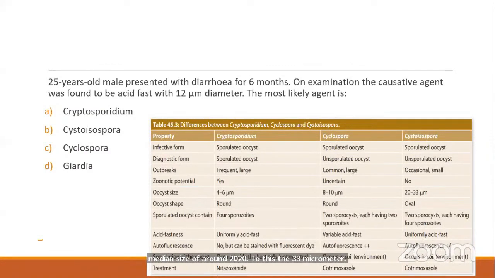Oh, actually, I got it wrong. Oh, thank you, Noel, for showing me. I made a mistake. It is Cystoisospora which is larger. You are right. It's my mistake.